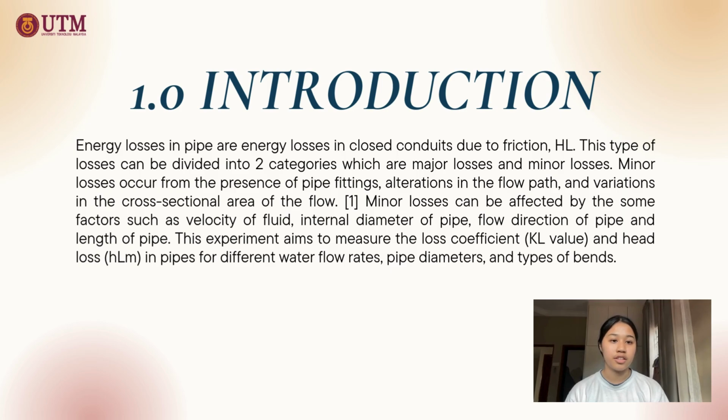First one is introduction. Energy losses in pipe are caused by friction and are divided into major and minor losses. Minor losses can happen due to pipe fittings, changes in flow path and variations in pipe size influenced by factors like fluid velocity, pipe diameter, flow direction and pipe length. This experiment aims to measure the loss coefficient KL and head loss HLM in pipes for different water flow rates, pipe diameters and bend types.